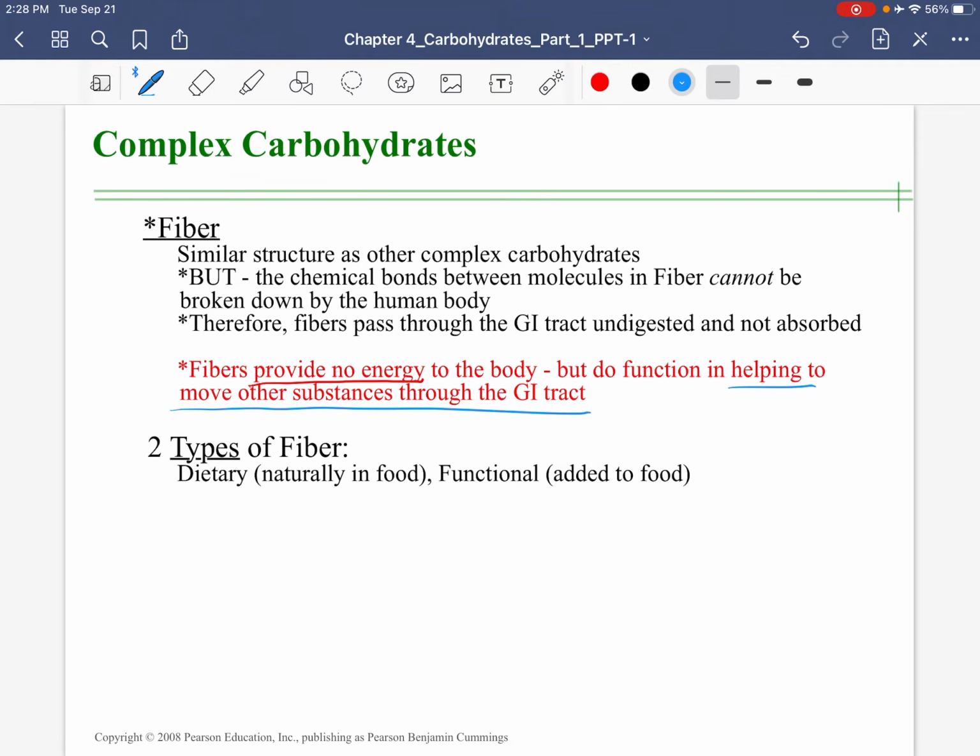So fiber is a polysaccharide, long chain of sugars. It is not used for energy by our body. Instead, it is not absorbed, it stays in our GI tract, and it helps to move things through our gut.